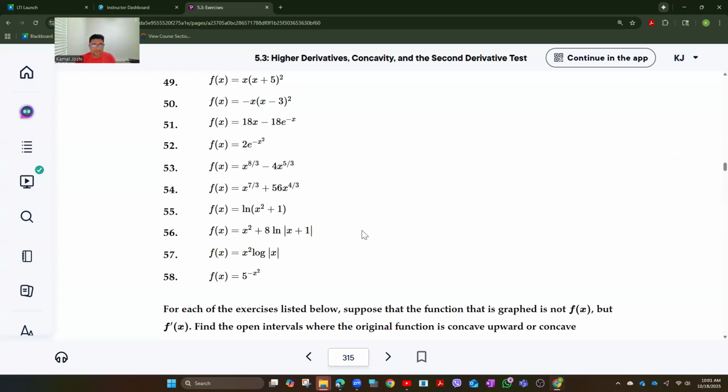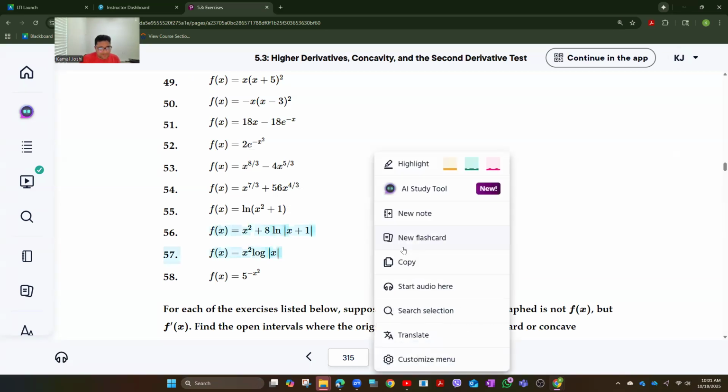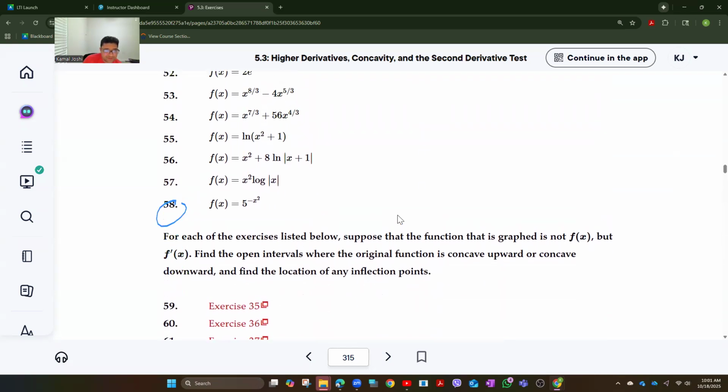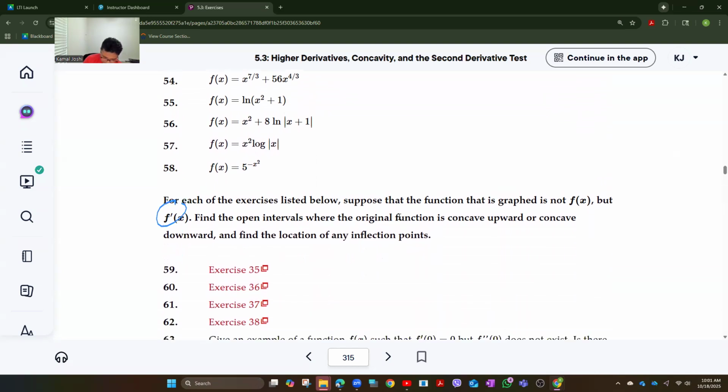All right, moving on. What about, okay, 54 is similar. 55, it involves ln, so I'm going to find the derivative and see what's going on. Okay, 55 has ln x squared plus 1. Let me scroll it up actually.